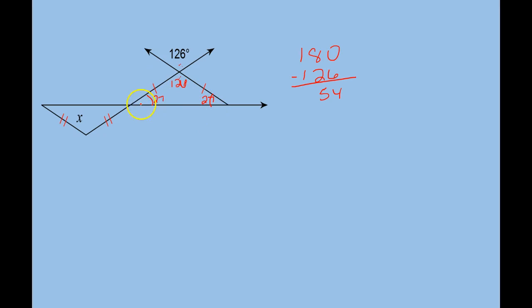If this angle is 27, how many degrees is this angle? Because they are vertical angles. Very good. And then again, we have an isosceles triangle, so the base angles are congruent. So if this is 27, this is 27. Very good. So these two angles add together to equal 54, and this angle plus these two angles equal 180. So 180 minus 54 is 126. So x is 126.